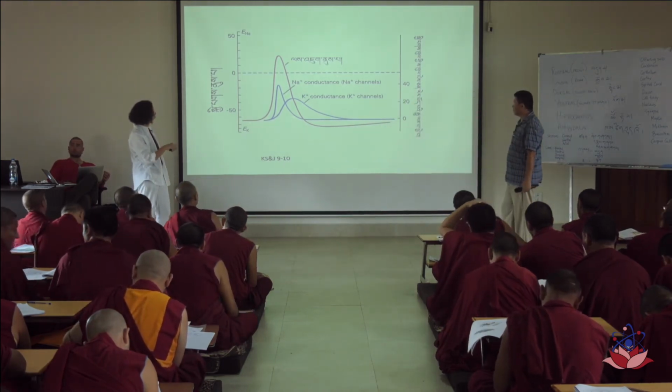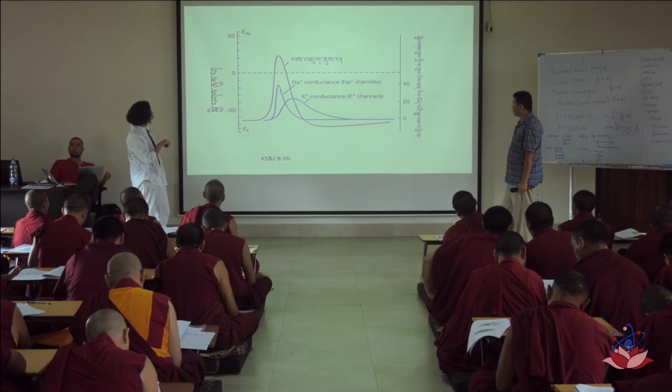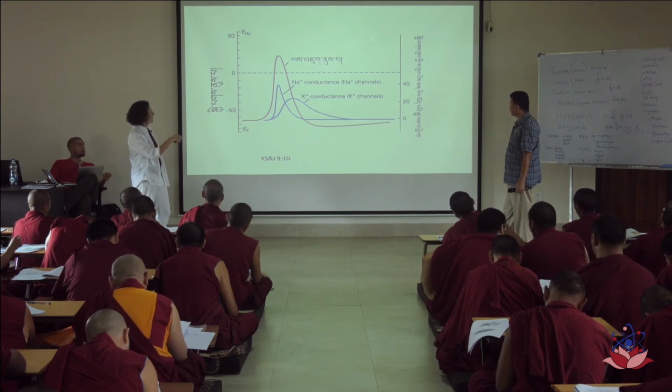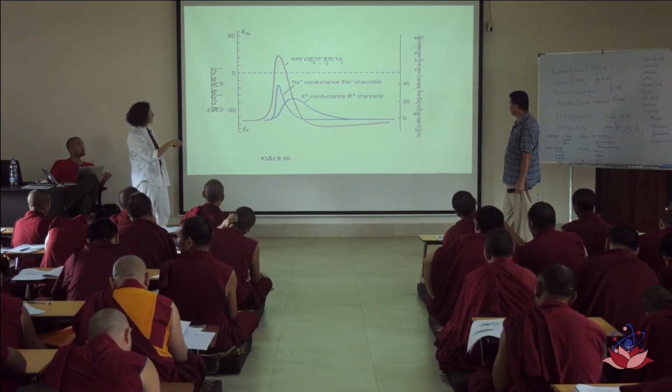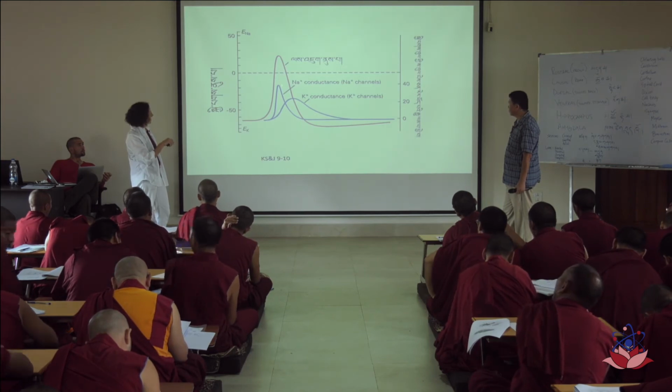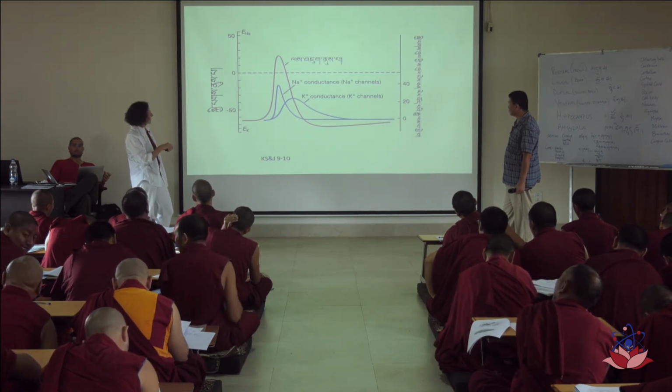The red trace is the action potential, and it is related to this axis. This is for the blue traces, and it shows the number of channels that are open.